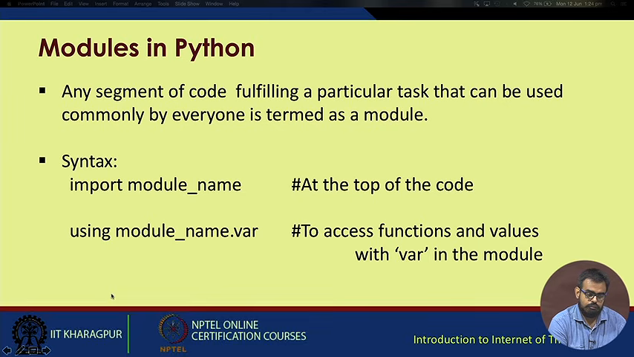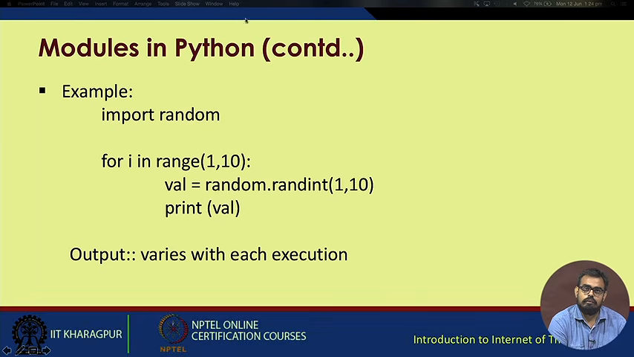So you have various modules in Python. So you import the module name. Now you can also call for the extensions. For example, you import random. Now random has many such functions as random integer 1 to 10 and so on.